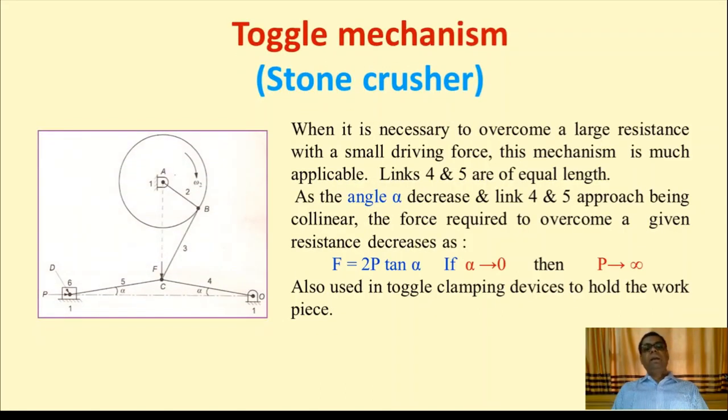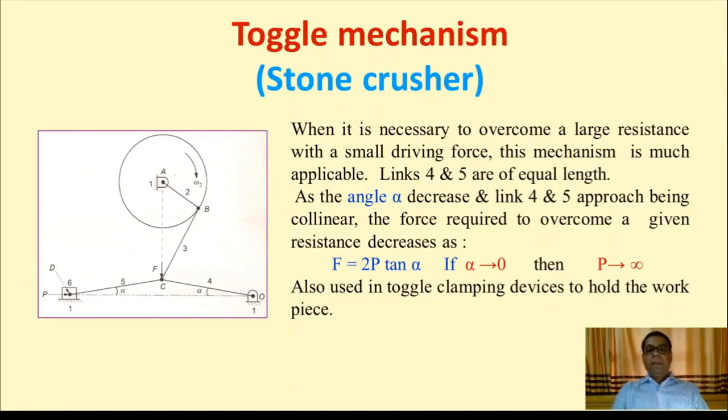Now finally, we are going to see the toggle mechanism or stone crusher. In stone crusher or toggle mechanism, when it is necessary to overcome a large resistance with a small driving force, this mechanism is much applicable. Links 4 and 5 are of equal length. As the angle alpha, a very small angle that you can see on the left hand side of the figure given, decreases, links 4 and 5 approach being collinear.